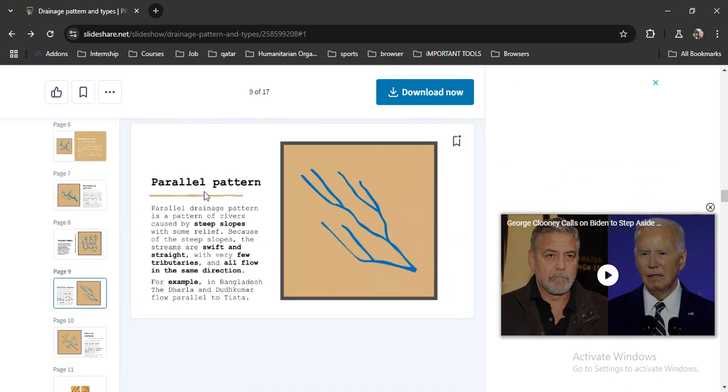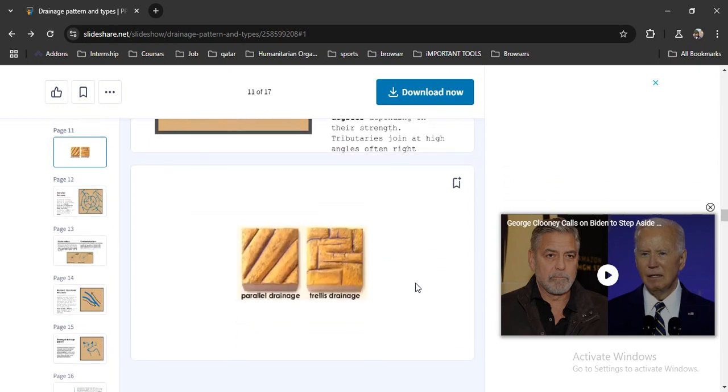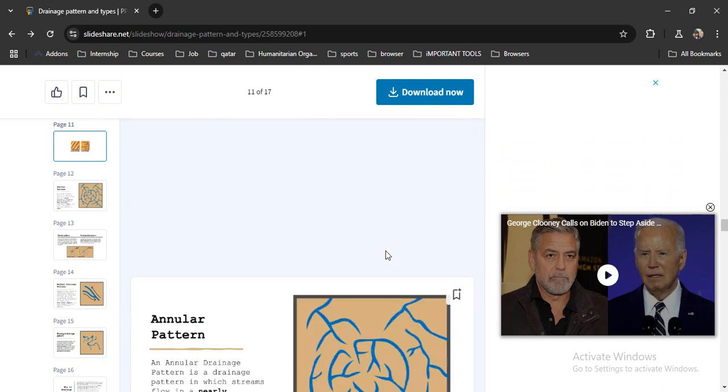And this one is the parallel pattern. This one looks nice. And then the trellis pattern. Trellis drainage pattern looks similar to a common garden trellis. This develops where sedimentary rocks have been folded and tilted and then eroded to varying degrees depending on their strength. Tributaries join at high angles. It looks like a biscuit. This is parallel drainage and this is trellis drainage.